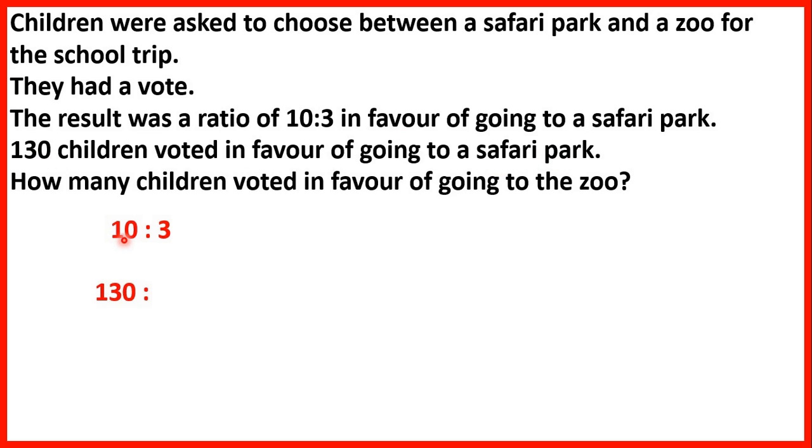So we need to think 10 times what is 130. Well, 10 times 13 is 130. So if we do the same for the ratio that chose the zoo, 3 times 13 is 39. So that means that 39 children voted in favour of going to the zoo.